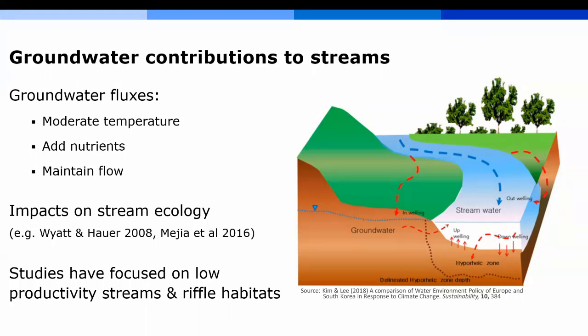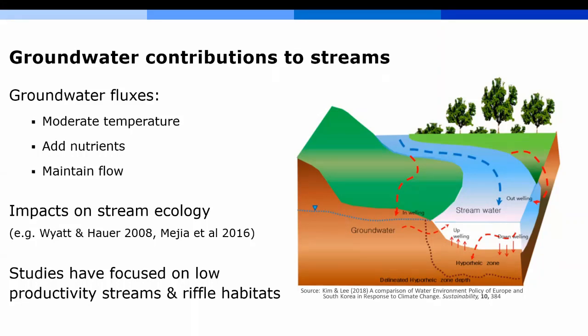Groundwater fluxes in streams are areas of downwelling, where the surface water enters the groundwater, and upwelling, where the groundwater enters the surface water. In upwelling areas, there are typically more moderated temperatures, additional nutrients, and this helps maintain stream flow. Groundwater fluxes have been shown to have impacts on stream ecology, where areas of upwelling typically have higher benthic algal biomass, which is generally associated with these additional nutrients and more moderated temperatures compared to downwelling areas.